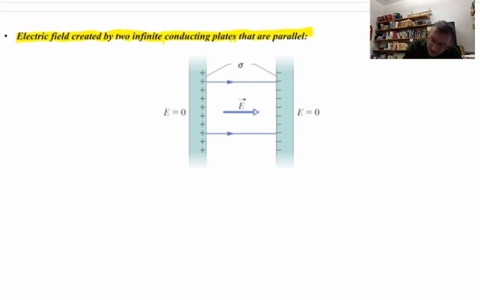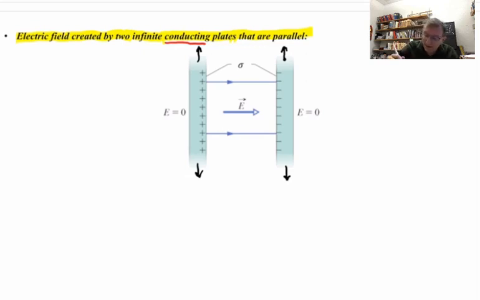Now, these plates are conducting. So they're both made of some kind of metal. And you're seeing them here with a side view. And so each plate goes on and on and on, up that way, down that way, and on and on and on into and out of the screen. And they're made of metal.